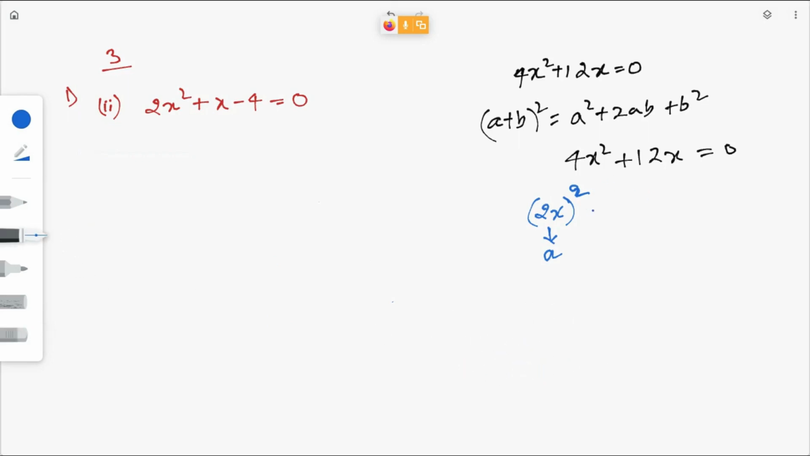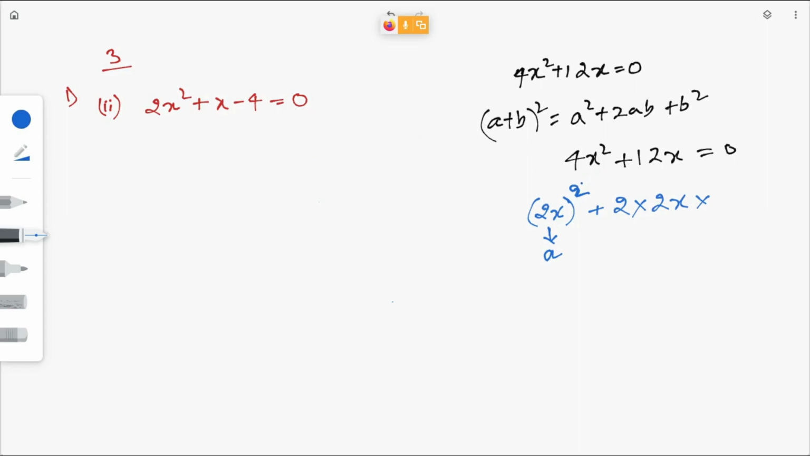Okay, how to write this 12x? Again 2 as it is. What is your a? So 2 into x into 6. 2x, 2 into 2x, right? Because a is our 2x here. Okay, that is the difference between the initial problem and this problem.